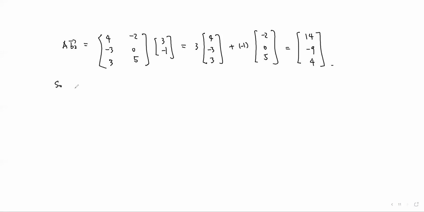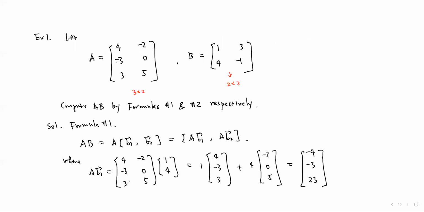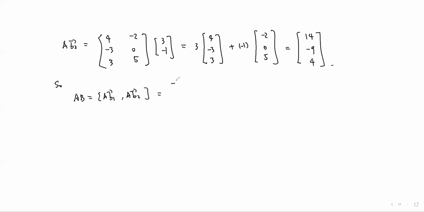Okay, so A times B is A times B1 and A times B2. Plug in the results. A times B1 is (-4, -3, 23), the first column. Now the second column, A times B2, is (14, -9, 4). This matrix is the result of A times B. This is formula 1.